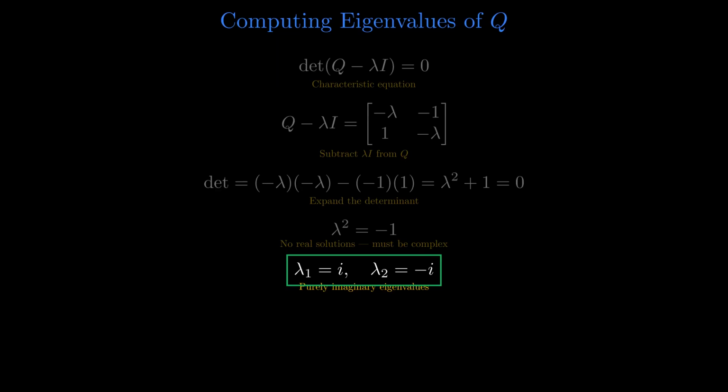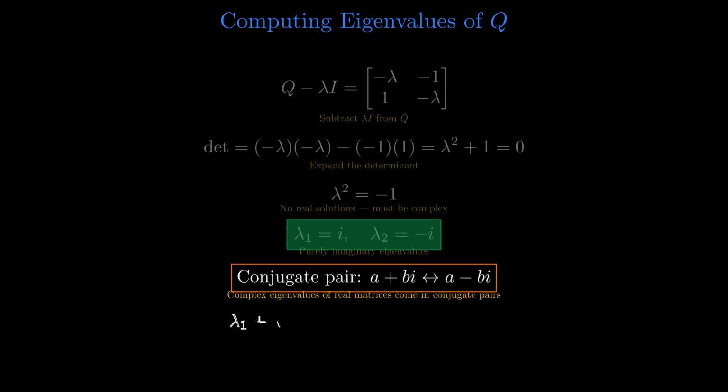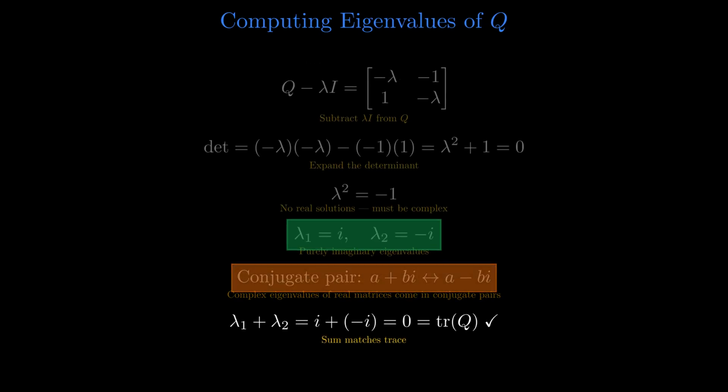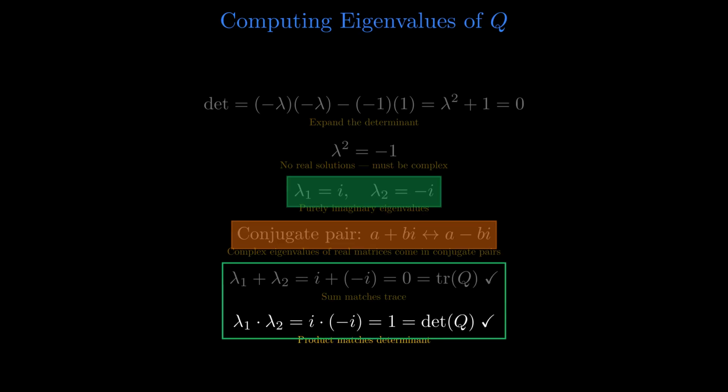These are purely imaginary eigenvalues coming from a real matrix. They form a conjugate pair. If a plus bi is an eigenvalue, then a minus bi is also an eigenvalue. For real matrices, complex eigenvalues always appear as conjugate pairs. Let's verify. i plus negative i equals 0, which matches the trace of Q, and i times negative i equals 1, which matches the determinant of Q.